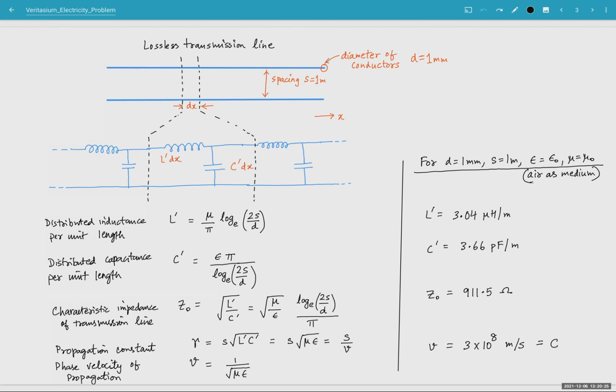So let's go back to our model. This is our model, and these are the parameters that we are using. One of the more important parameters here is the characteristic impedance of the transmission line. So let's keep that in mind. It's about 911.5 ohms.